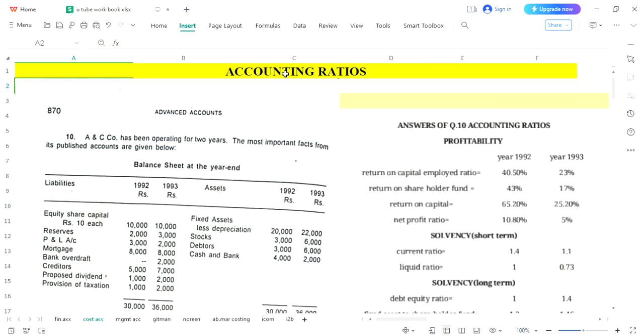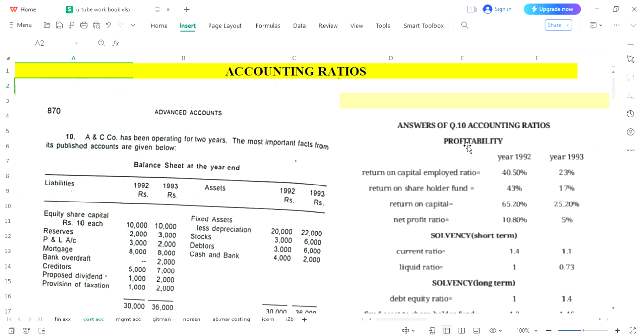Today's target is to solve question number 10. The chapter we are dealing with is accounting ratios, and we will be following two different methods. The first method is this, our last question, and the second method is the reversal method. We may or may not be doing it right now. This question number 10 is your last question for this semester.